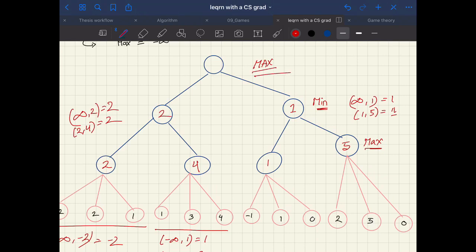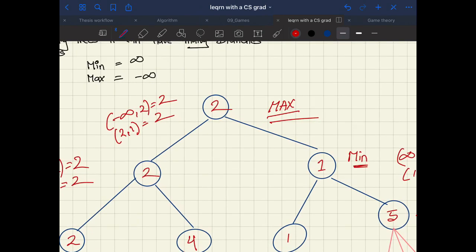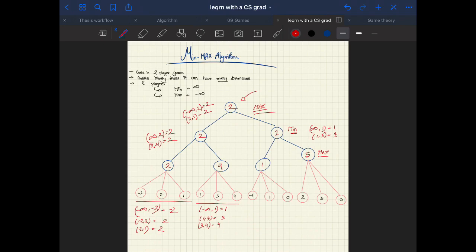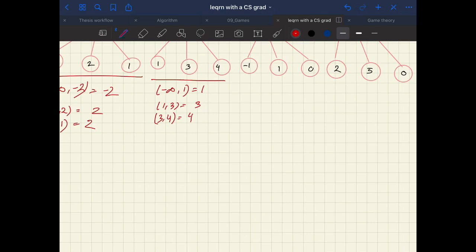And now it's the turn of the max player. He checks between these two values which one is bigger. As I said before, we always start from minus infinity. So minus infinity and 2, which is bigger? 2 is bigger. Again 2 with 1, which is bigger? 2 is also bigger, so we put 2 here. And we are all done with the min-max algorithm, and the target here is to find the maximum value, the value at the root. So this is a very easy algorithm, and maybe doing one simulation makes everything clear.